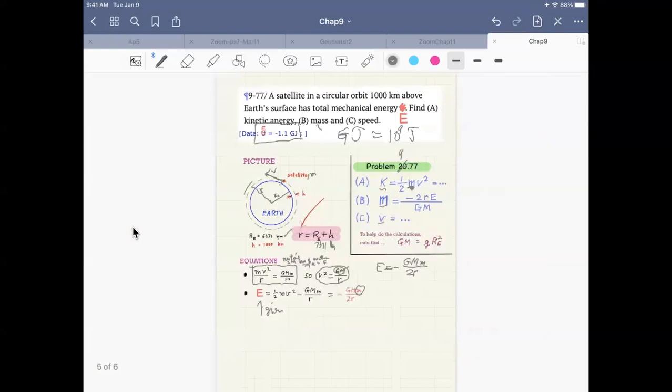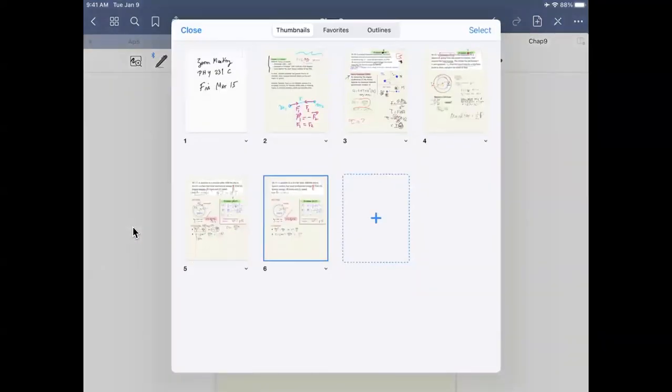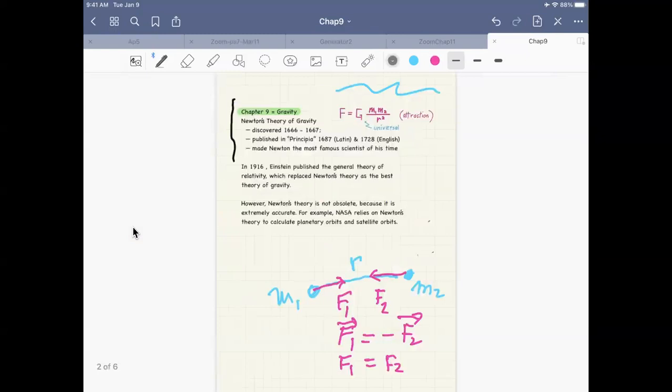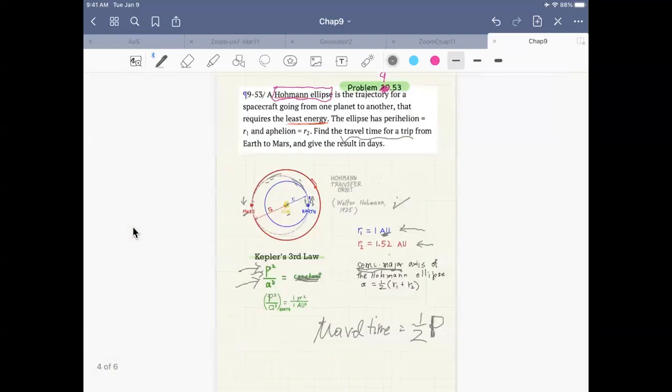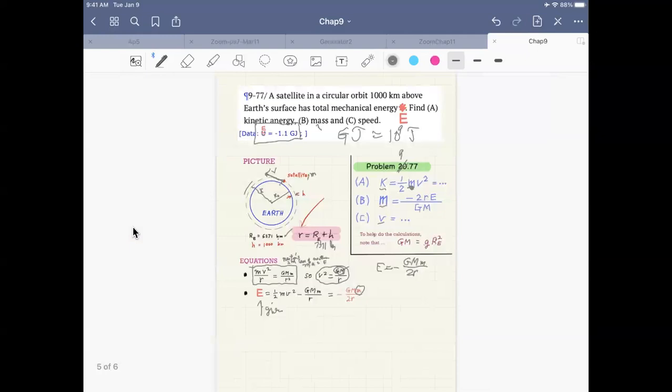Isn't that the one I just did? That's the one I just did. So I guess that's all I have. I have the Cavendish experiment, the Hohmann ellipse, a satellite in a circular orbit. And I guess this one's the same satellite in a circular orbit. So I've got three problems here.